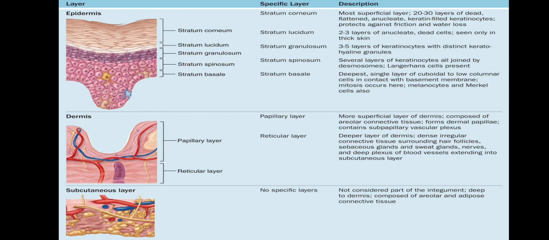Next is the stratum granulosum, with 3 to 5 layers of keratinocytes with distinct keratohyalin granules. Next is the stratum spinosum, with several layers of keratinocytes all joined by desmosomes, where the Langerhans cells are present.